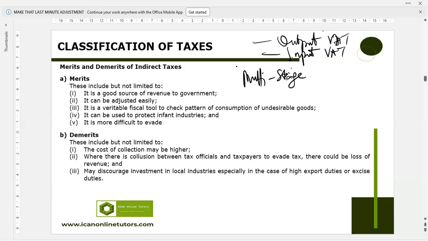So in that case, the cost of collection may be higher because you collect from the raw material guys, the manufacturer, distributor, wholesaler, a lot. Where there is collusion between tax officials and taxpayers to evade tax, there could be loss of revenue and it may discourage investment in local industries, especially in the case of high export duties or excise duties. Okay, so that's all on that.